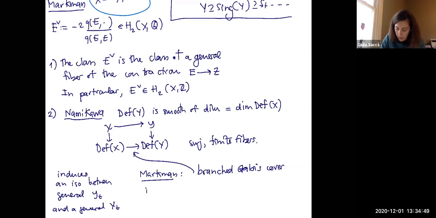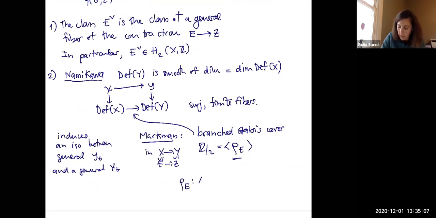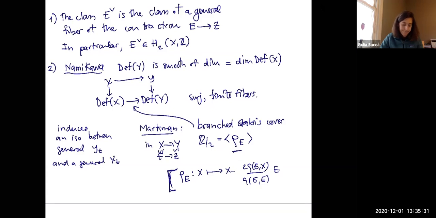And so for example, in the case where I have this X and Y is a contraction of a prime exceptional divisor, the Galois group is Z mod 2, and it's generated by the reflection in E, where again this reflection is just x goes to x minus 2 q(E, x) over q(E, E) times E. Okay, so this is what I was saying earlier, where this is kind of the analog of the reflection in the minus two classes. Okay, so that was number two.